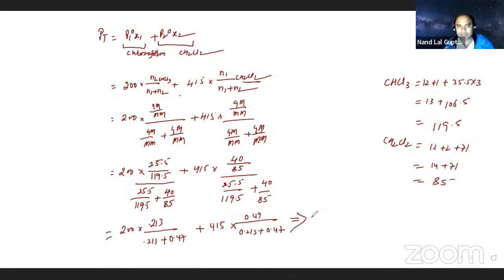Now we are solving this one here. 200 multiplied by 0.213 divided by, if you add this, 0.683, plus 415 into 0.47 divided by 0.683. The calculation is very heavy in this case. 200 multiplied by 0.213 divided by 0.683.